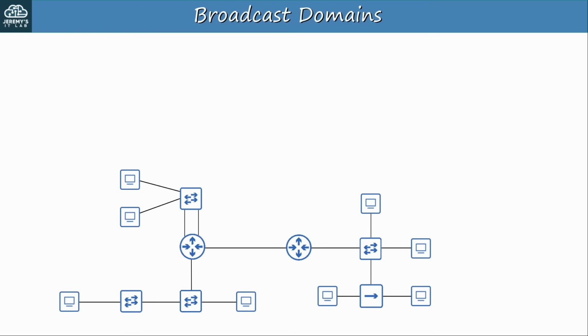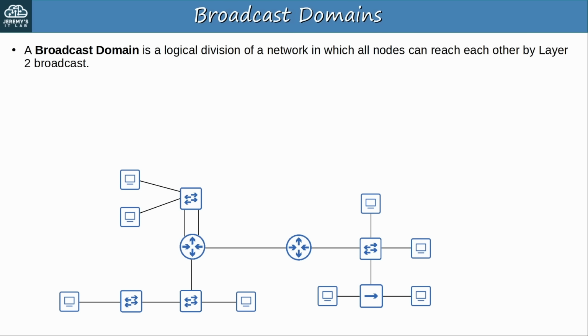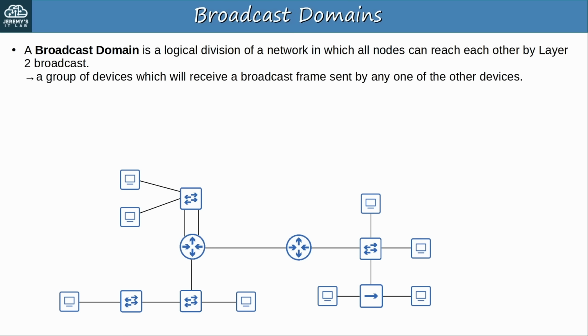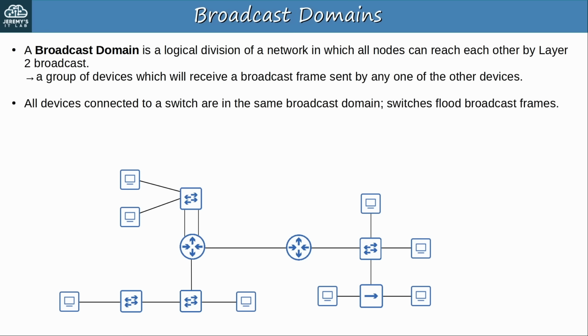Next, we'll look at broadcast domains. A broadcast domain is a logical division of a network in which all nodes can reach each other by layer 2 broadcast. Another way to put it is a group of devices which will receive a broadcast frame sent by any one of the other devices in that group. As you know, all devices connected to a switch are in the same broadcast domain, because switches flood broadcast frames. If one device sends a broadcast message, all other devices connected to that switch will receive it.